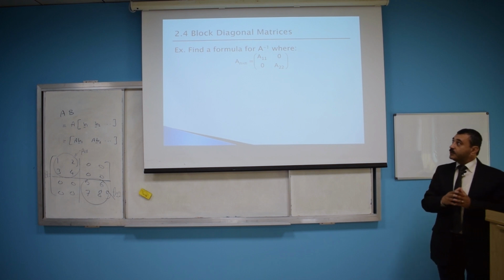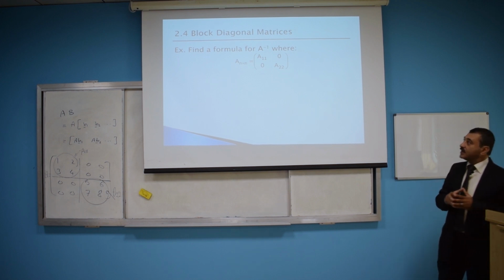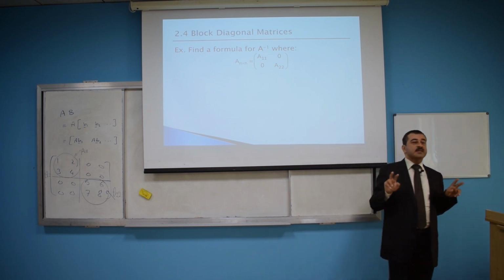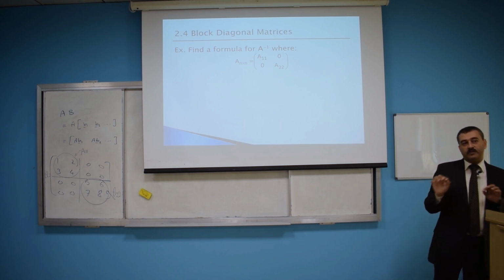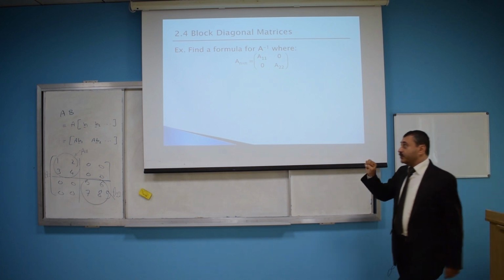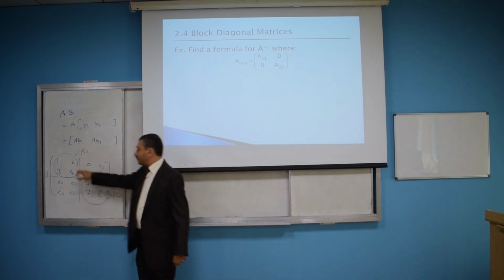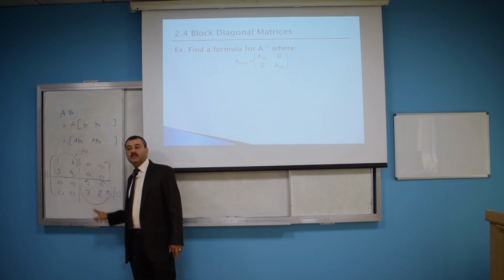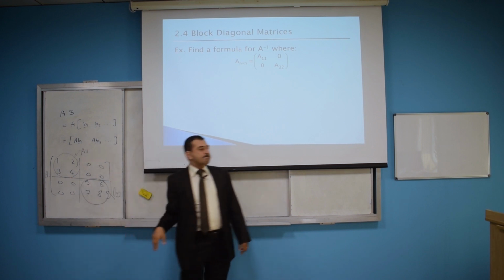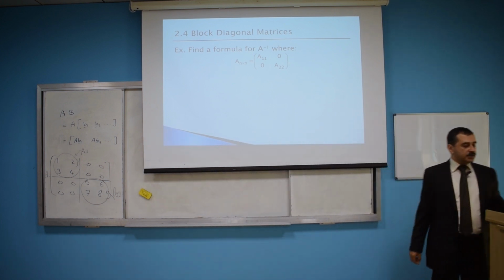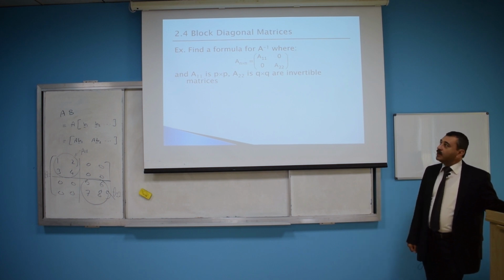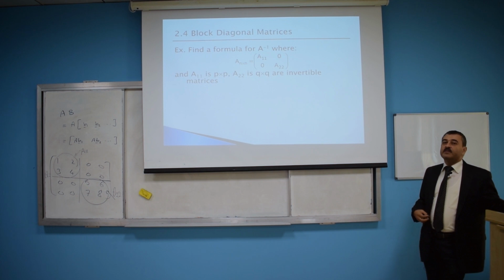So in general, a block diagonal matrix has the condition that the blocks on the diagonal are square matrices. Okay, so be careful about this. They don't have to be of the same dimension, these guys, but each one is a square matrix. And you could have here, for example, a 2x2 matrix and here a 3x3 matrix. Okay? So in general, A11 could be of dimension P by P and A22 Q by Q. And we want to find a formula for the inverse of this matrix. How to find the inverse of this matrix?